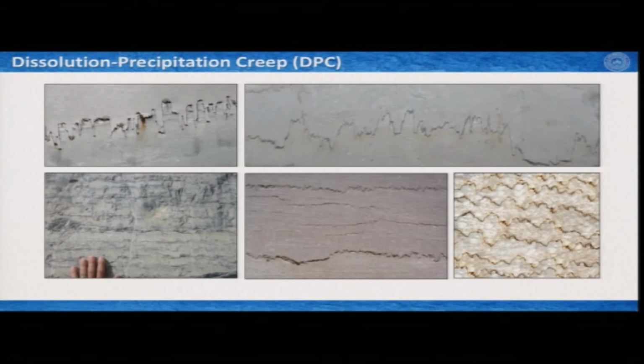Now, I have 5 images which I collected from different web pages or different papers, and I leave these 5 images for you to interpret which one is a dissolution seam, which one is a stylolite, which one is a highly serrated stylolite, and which one is a deformed stylolite. So, you can look at these images in detail, go back to the previous slides, check them and match them, and identify by yourselves which one is what.